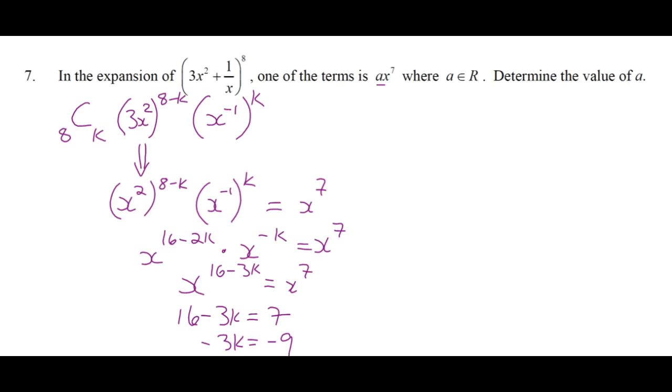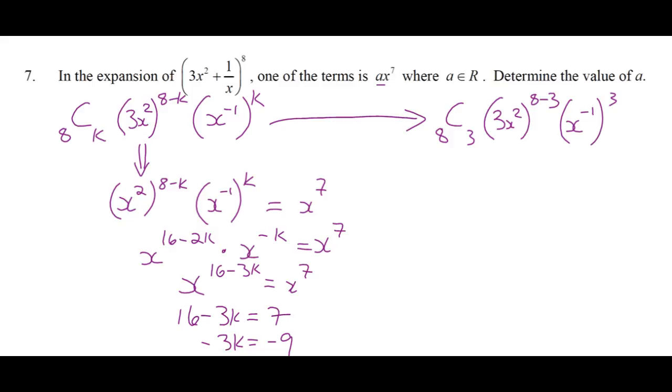So now we go back up here, and we use k is equal to 3, right? So we say 8 choose 3, 3x squared to the 8 minus 3, and x to the negative 1 to the 3. Okay, which is 8 choose 3, this will be 3x squared to the 5th, and then this will be x to the negative 3. Okay, what's 8 choose 3? So it's 8 times, so it's 56, right? 56, feel free to use a calculator. What's this?